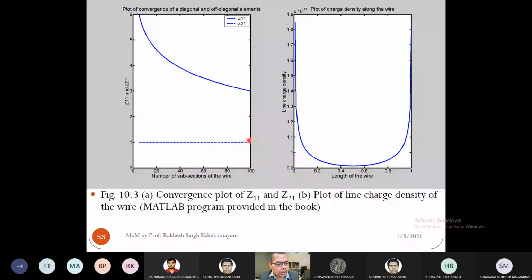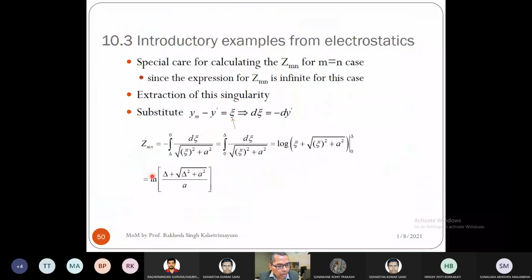So the diagonal element was constant, and if you keep on increasing capital N, the number of subsections of the wire, this is the diagonal element, this is the off-diagonal element. When you increase the number of subsections, what was the formula? The formula was this: delta plus square root of delta square plus a square, divided by a, natural log of that. Delta is the total length of the wire, L, divided by capital N. If N is increasing, delta is going to change.